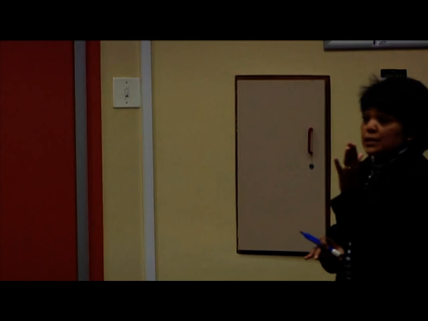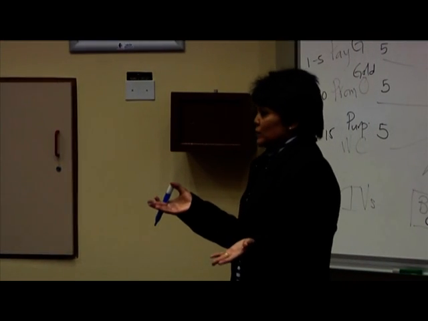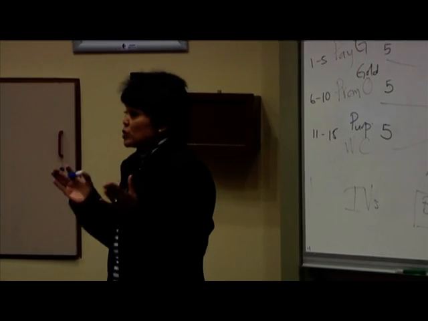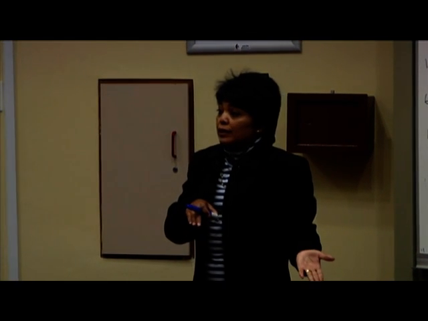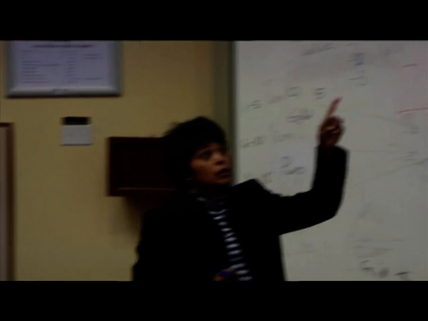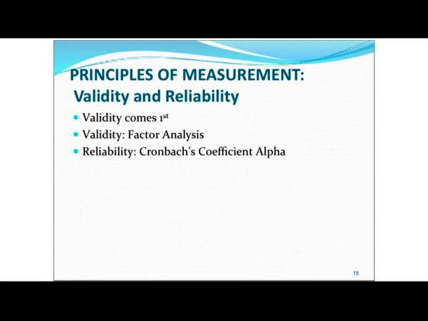So I didn't establish validity. I didn't know that it was the right questionnaire, but I just know it's very reliable. It's reliable in measuring the wrong thing. So therefore, we always establish validity first. We make sure that our questionnaire is in fact measuring job satisfaction accurately.